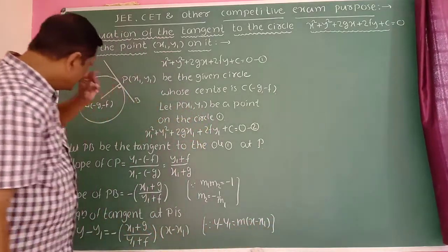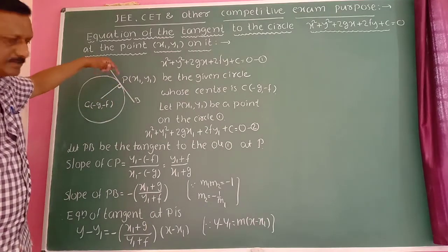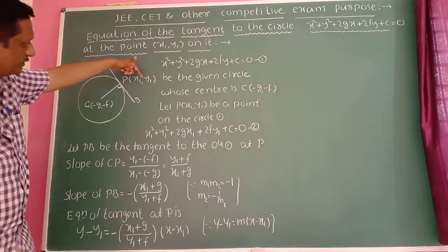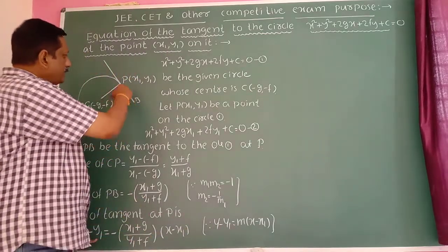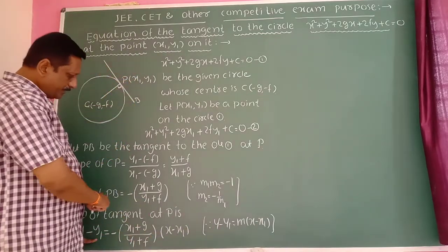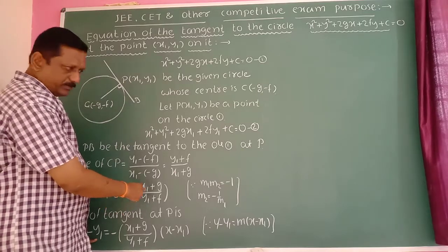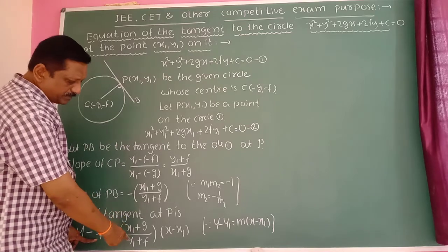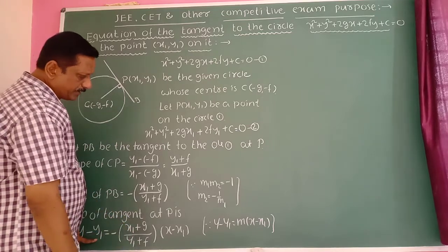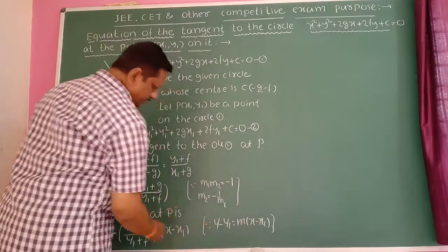Okay, because this is a tangent here. The tangent passes through the point x1, y1. So y minus y1 is there. And the slope of this tangent, the slope of PB, is this here, meaning m. So m is minus of x1 plus g divided by y1 plus f, into x minus x1.